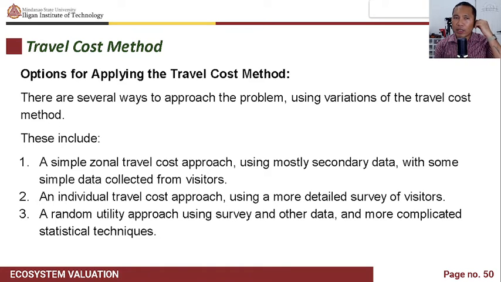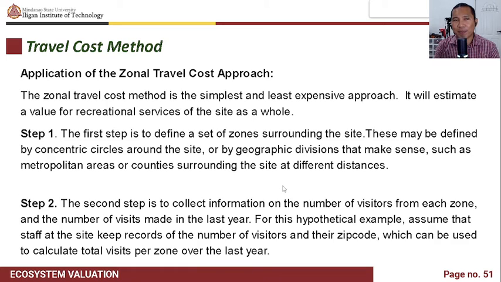There are options for applying the travel cost method. First is the zonal travel cost. Okay, so mostly secondary data is being utilized. The next one is the individual travel cost approach. This is actually more detailed. You have to ask the visitors, but this is very challenging. And the last one is the random utility approach using a survey and other data. So I'll be giving an example for the simple zonal travel cost method and the individual travel cost method in the next few slides. Okay, so here are the steps that are followed in the zonal travel cost method.